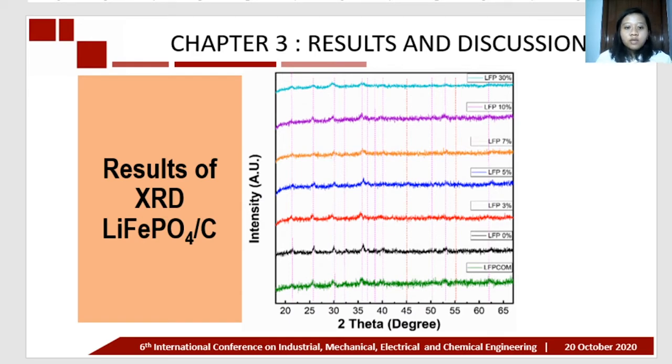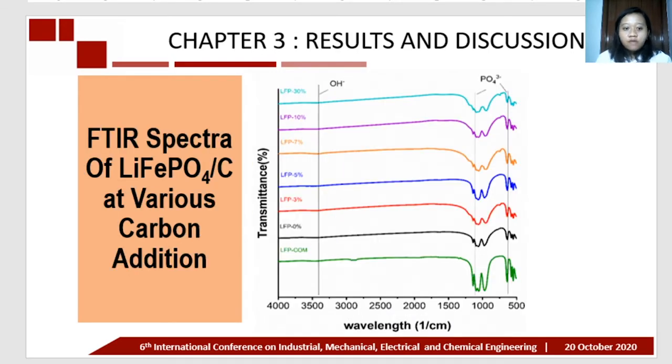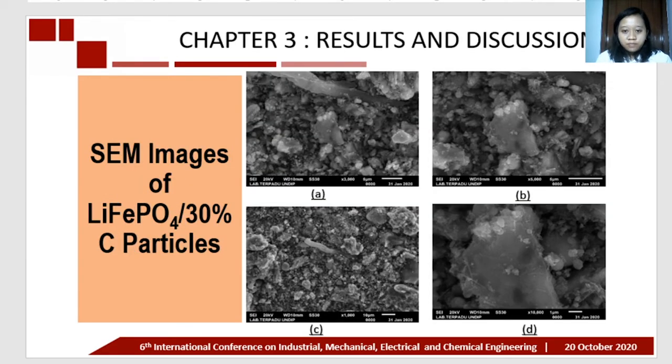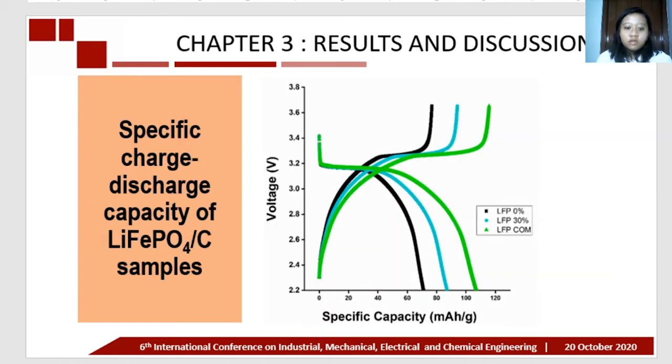The FTIR spectra of lithium iron phosphate with composite carbon material show two functional groups that can be observed, namely the hydroxide bond and the phosphate group. But the hydroxide bonds formed are not so clear that it can be ascertained that the particle is really lithium iron phosphate carbon. And then the same analysis: particle size is measured randomly from a magnification picture, using a lithium iron phosphate with 30% carbon sample.